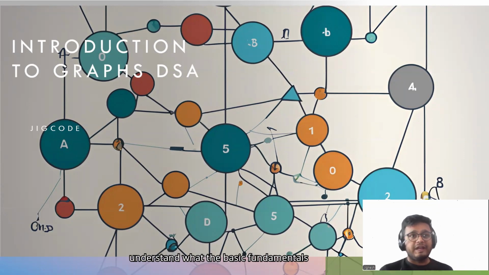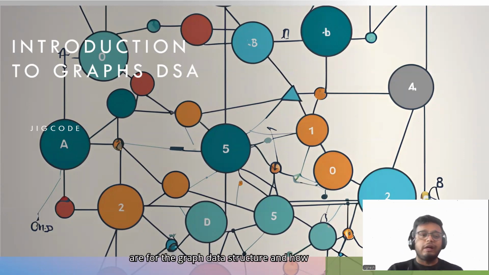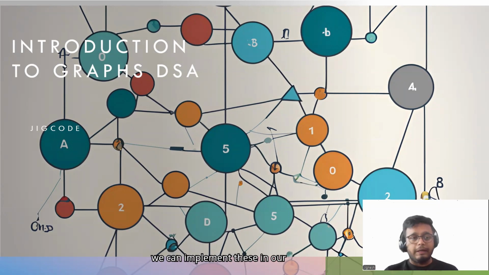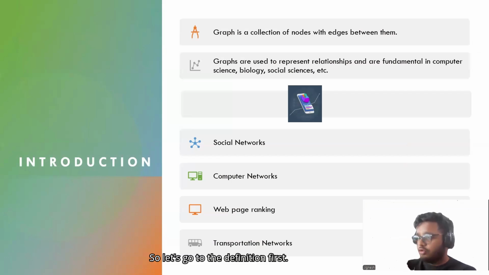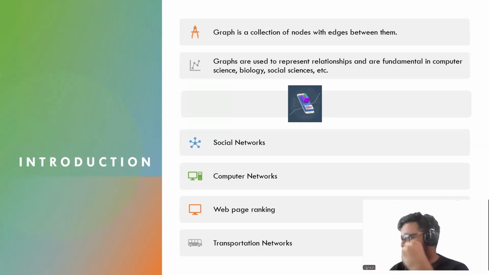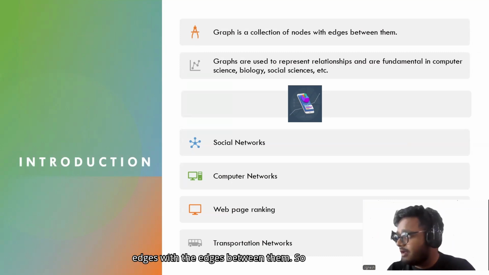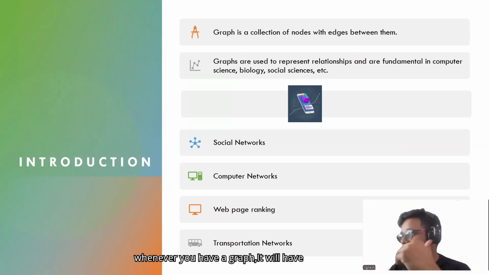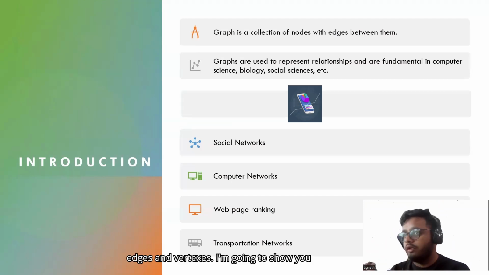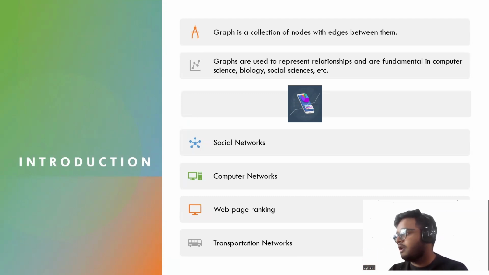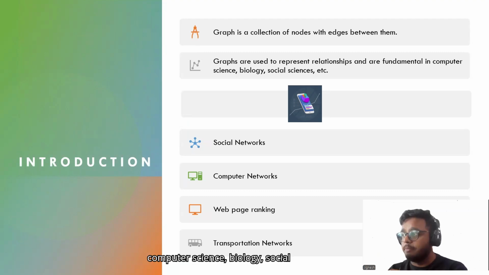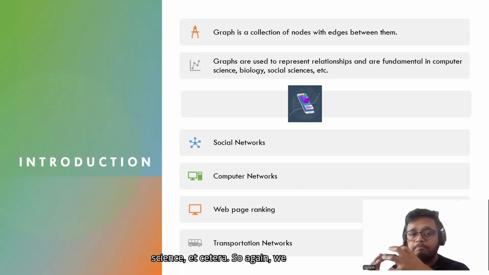Now let's understand what the basic fundamentals are for the graph data structure and how we can implement these in our applications and in our code. So let's go to the definition first. A graph is a collection of nodes with edges between them. Whenever you have a graph, it will have edges and vertices. I'm going to show you how the actual graph looks, but this is just a brief overview. Graphs are used to represent relationships and are fundamental in computer science, biology, social science, etc. So again, we are using graphs all over the place.